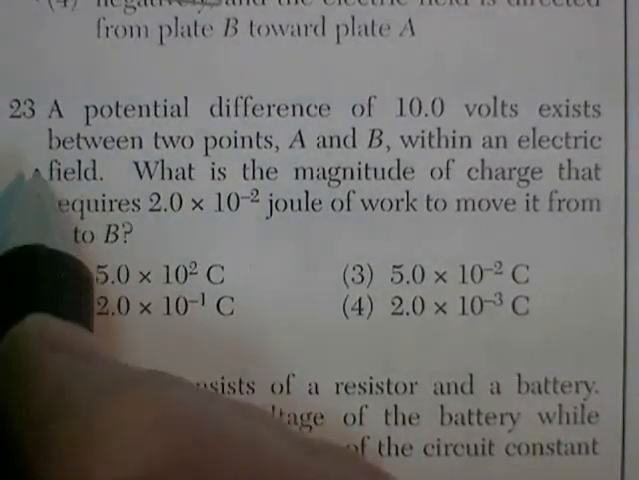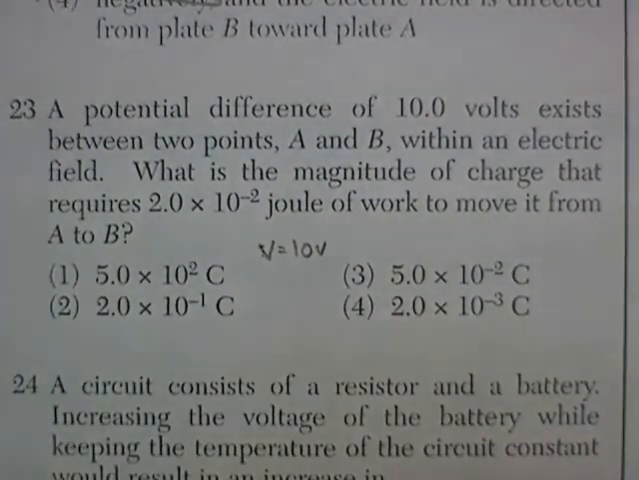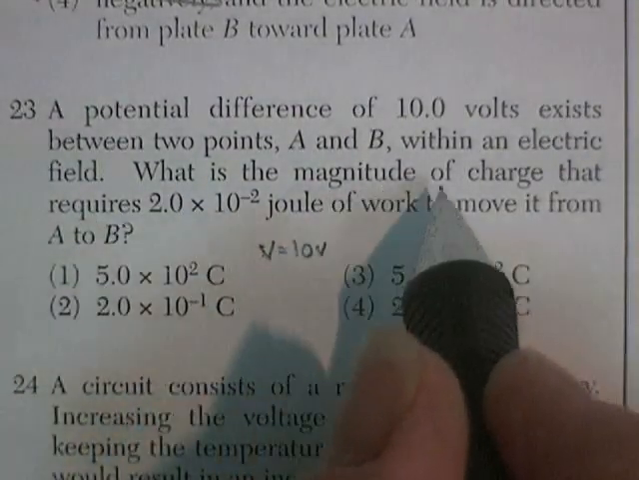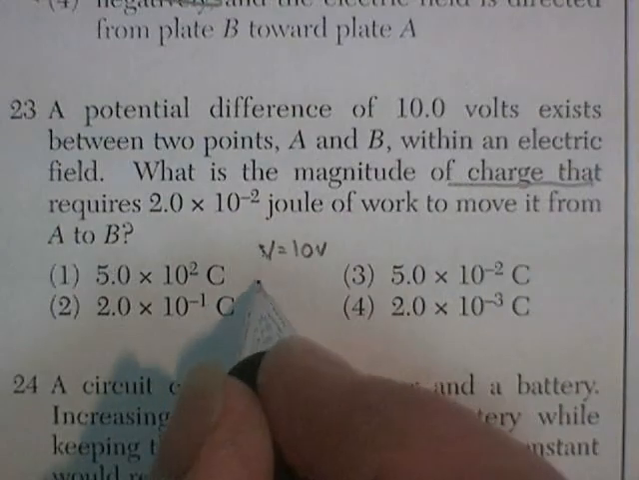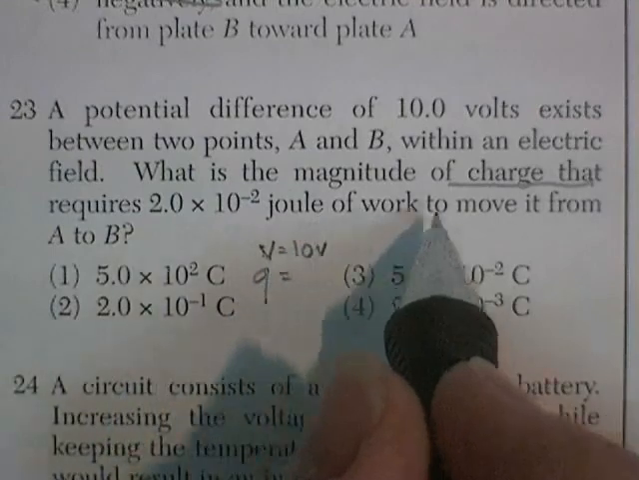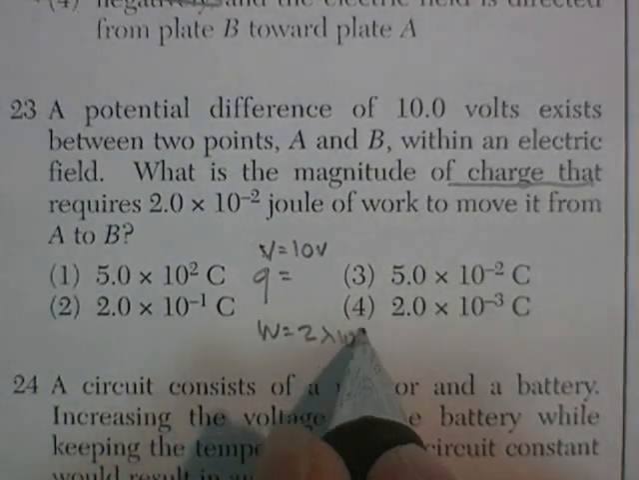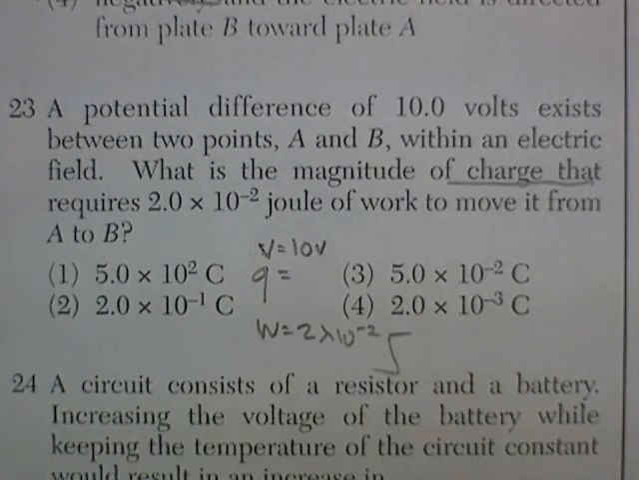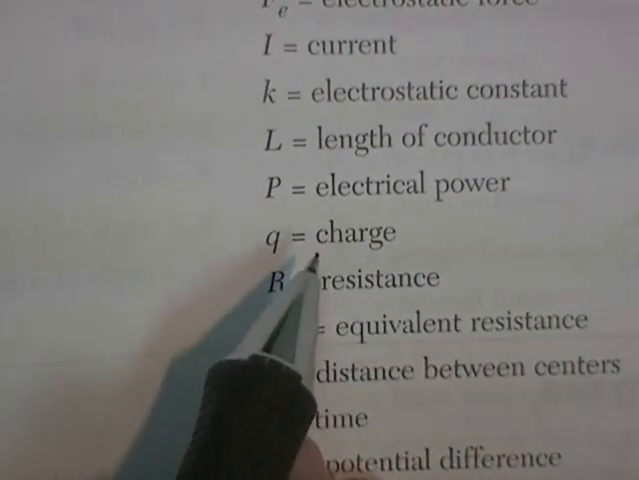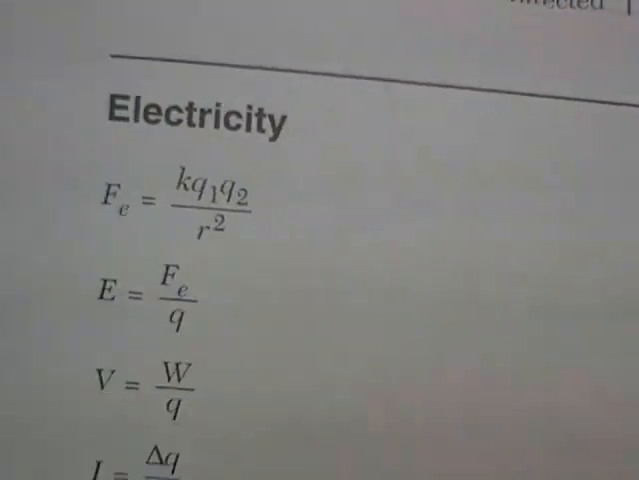Question 23. A potential difference of 10 volts exists between two points, A and B, within an electric field. What is the magnitude of charge, Q, that requires 2 times 10 to the negative 2 joules of work to move it from A to B? W equals 2 times 10 to the negative 2 joules. And if you forgot that Q is charge, you can find it on your formula sheet. Q is charge. So we've got V, W, and Q.